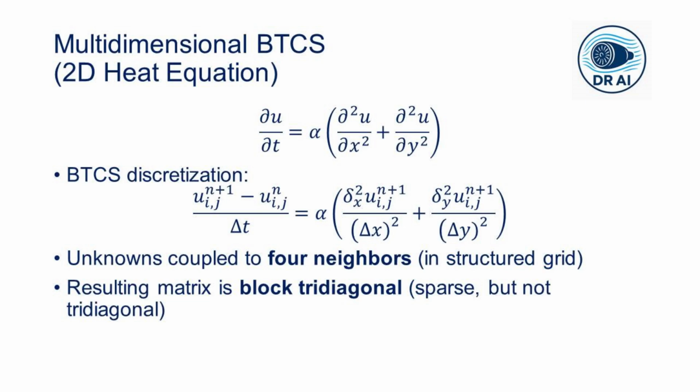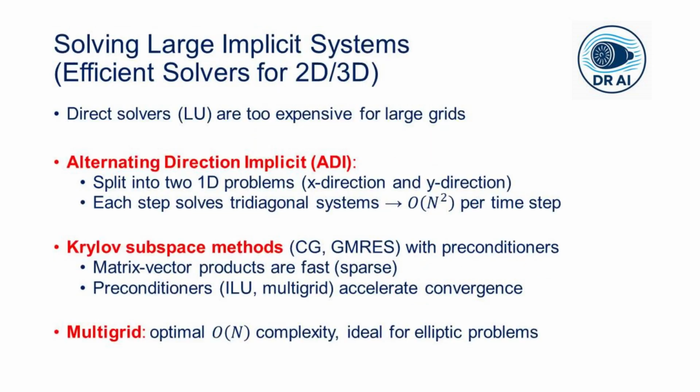Each block is a tridiagonal matrix, and the off-block diagonals are diagonal matrices. It's sparse but much larger than the 1D case. For a 2D grid with n points in each direction, the matrix size is n squared by n squared. So direct solvers like Gaussian elimination would be prohibitively expensive, of the order of n raised to the power 6 operations. Instead, we use iterative methods.